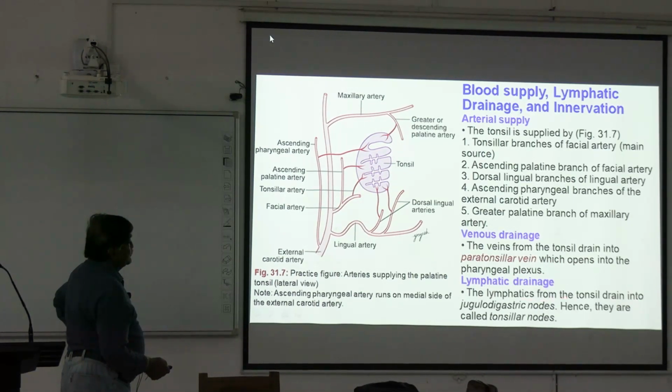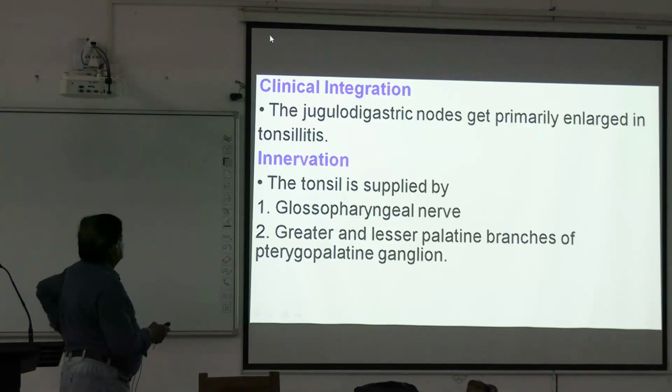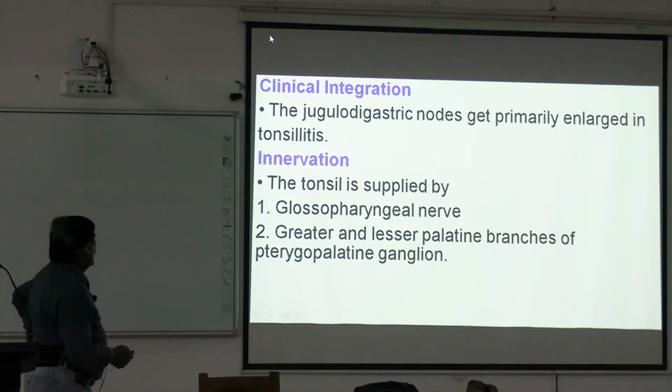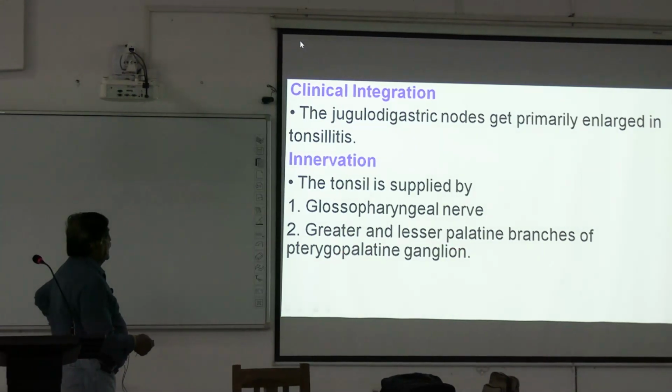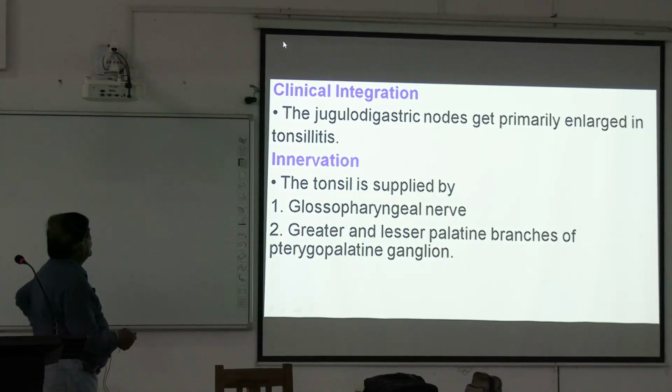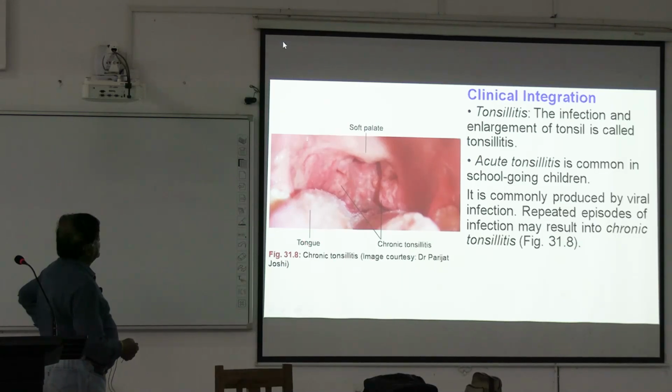Lymphatic drainage: the lymphatics from the tonsils drain into the jugulodigastric nodes. Hence, they are called tonsillar nodes. The jugulodigastric nodes get primarily enlarged in tonsillitis. Innervation: the tonsil is supplied by the glossopharyngeal nerve, and greater and lesser palatine branches of the pterygopalatine ganglion. Now, chronic tonsillitis. This is the tongue.